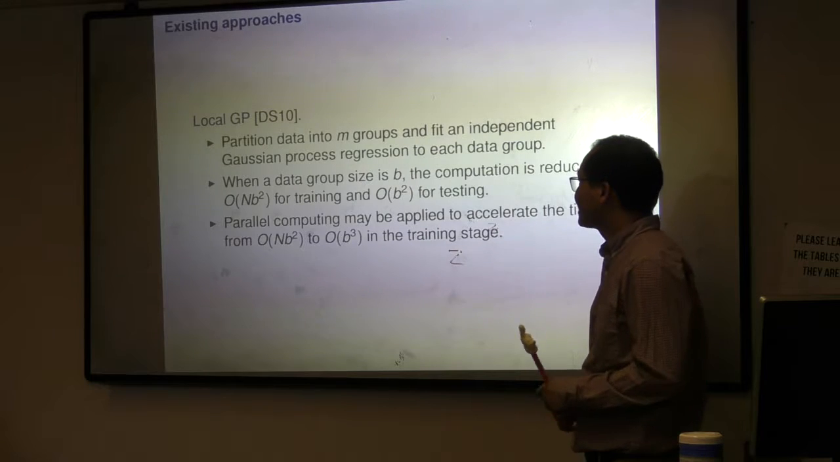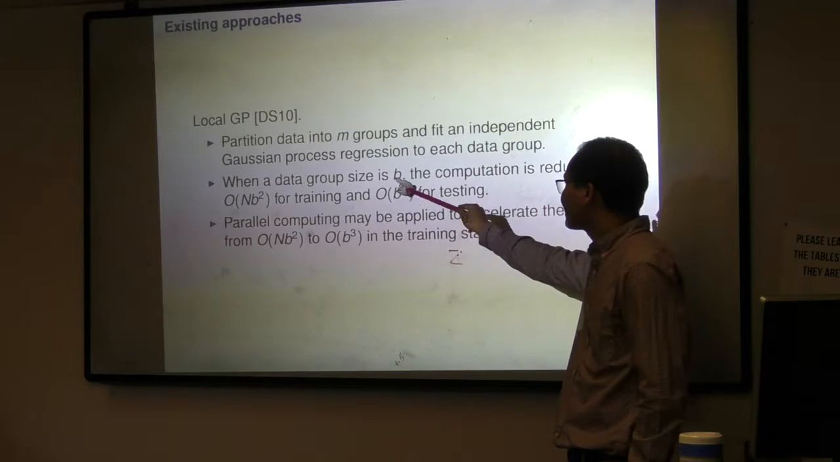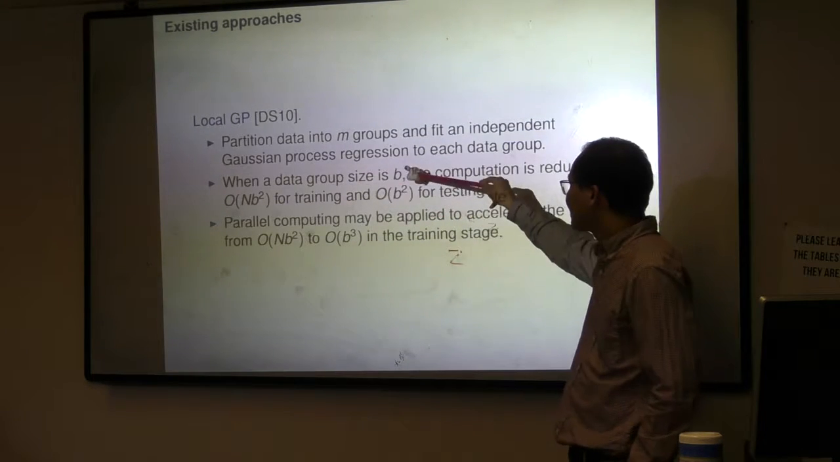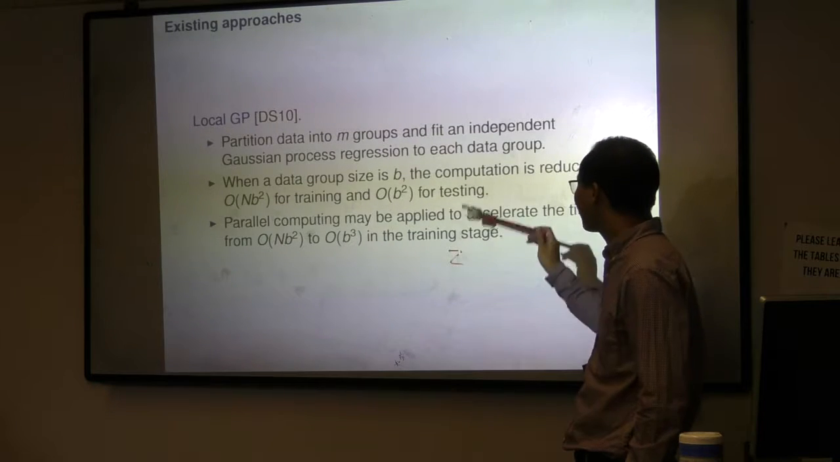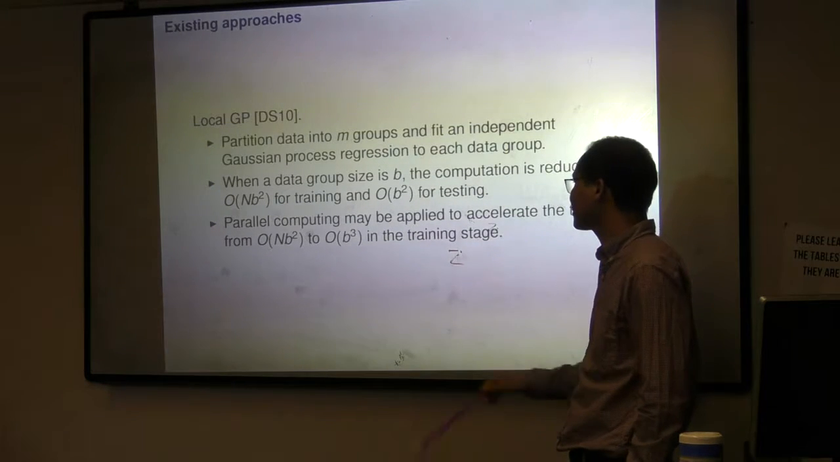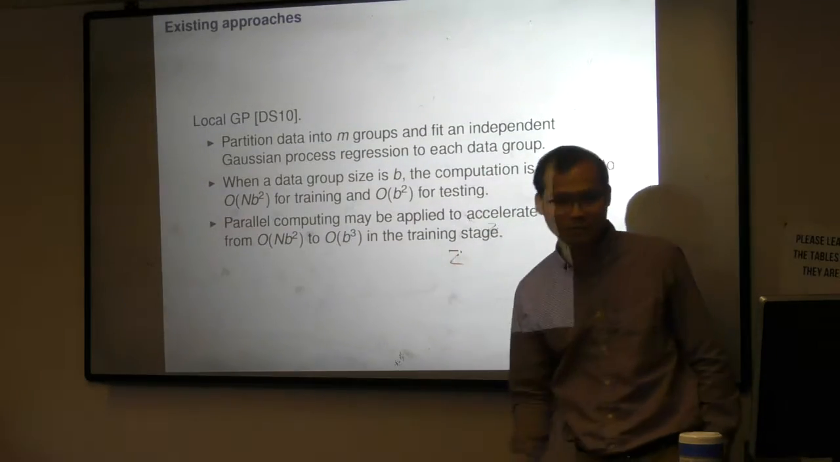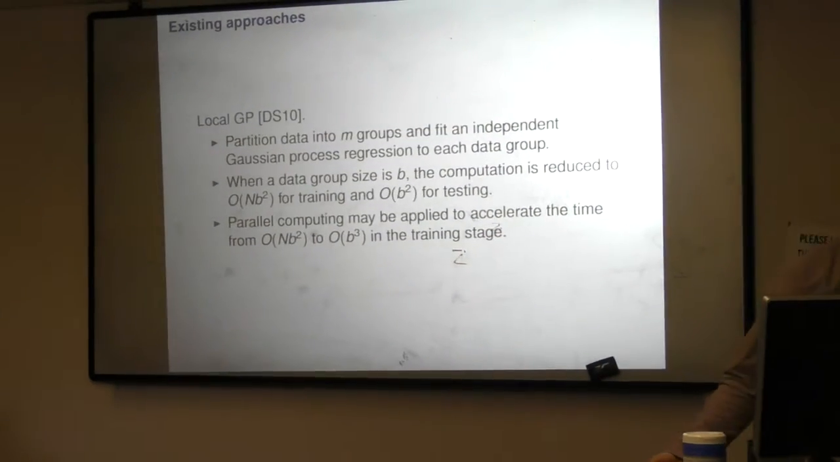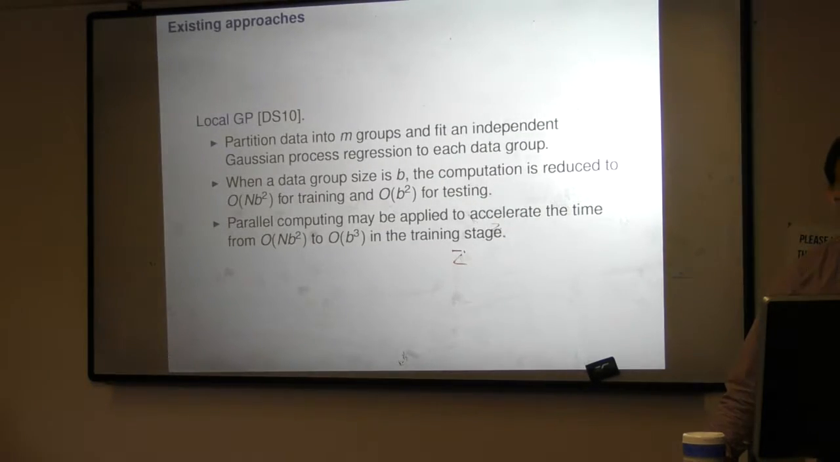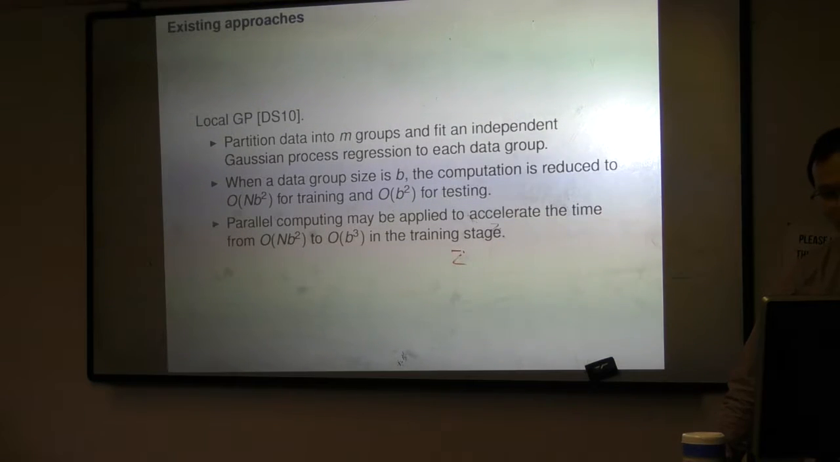So here the data group size is B, which means that each group has B data points. Computation is reduced. Also, parallel computing can be done because each model is independent, and each model can be run independently. So that's the local GPs. There are different versions of the approach.